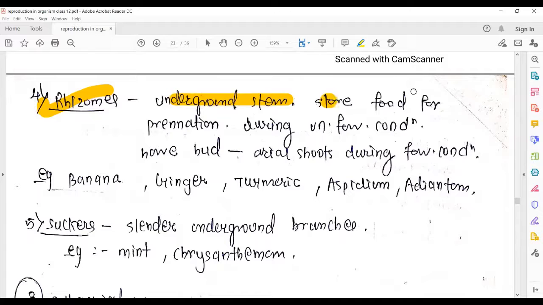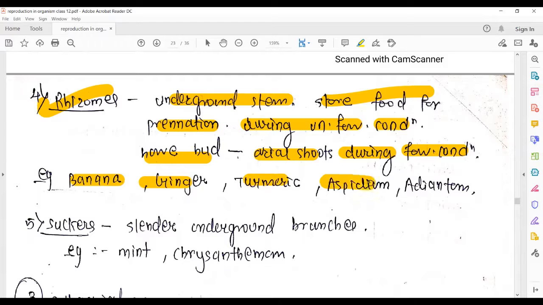Underground stems store food for perennation during unfavorable conditions. Now, having the bud, aerial shoots will be developed from that during favorable conditions, through the nodal regions. Examples: banana, ginger, turmeric, Aspidium, and Adiantum. These are the examples that come under the rhizome part.